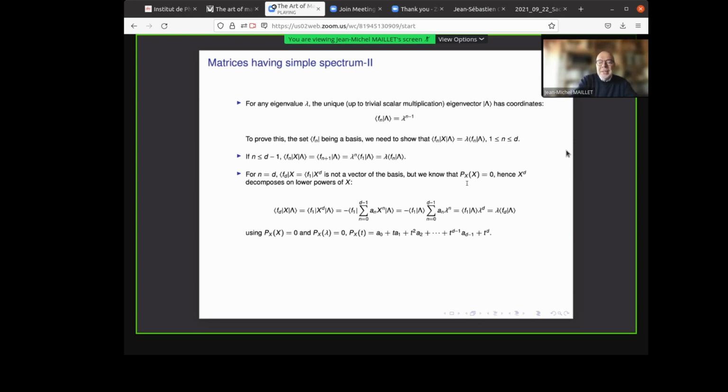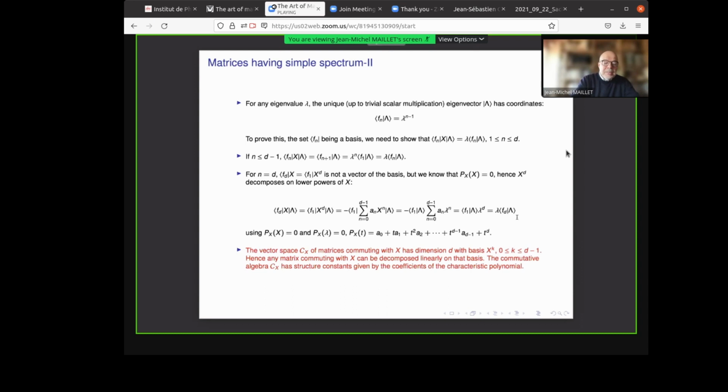But now we know that the matrix x solves its characteristic polynomial. So you can re-express x to the d in terms of lower powers of x. And so you can just prove that you can act with x to the d by using these lower powers. You get a sum over an lambda n. But this sum, because lambda solves the characteristic polynomial, it's an eigenvalue by definition, you know it is lambda to the d, and so you prove your result.